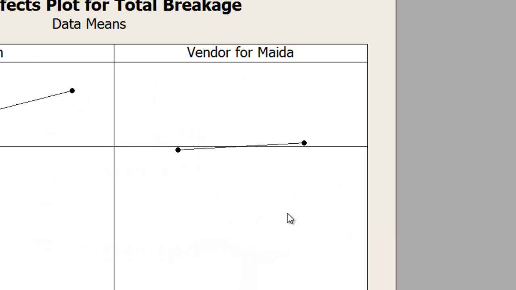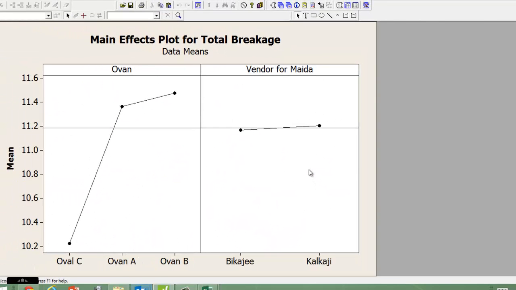You see what happens. It gives you a main effect plot. Here, the breakage quantity for oven C is 10.2 kilograms, while it steeply increases for oven A at 11.4 or thereabouts, and for oven B, I have 11.5-ish. I can clearly say that oven C is doing better because this is breakage data. So the breakage is lesser in oven C, hence I am saying that oven C is better.